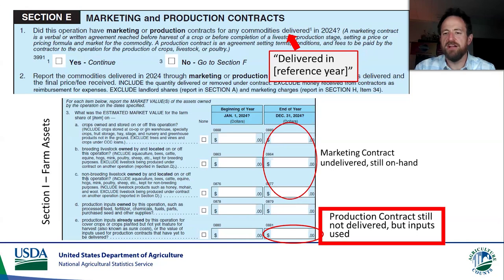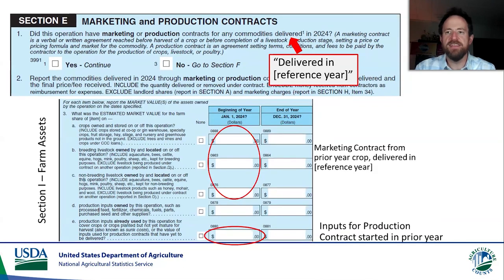For production contracts where the commodity is still being serviced at the end of the year, exclude it from marketing and production contracts. Be sure to record the value of inputs used in the assets section. However, for production contracts, the commodities themselves never belong under item 3A, B, and C.